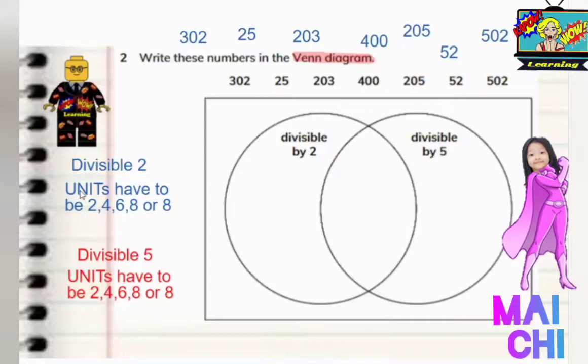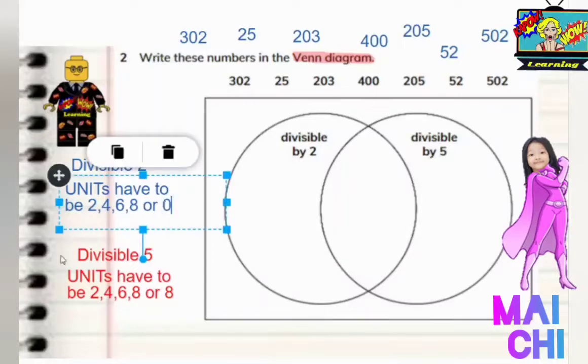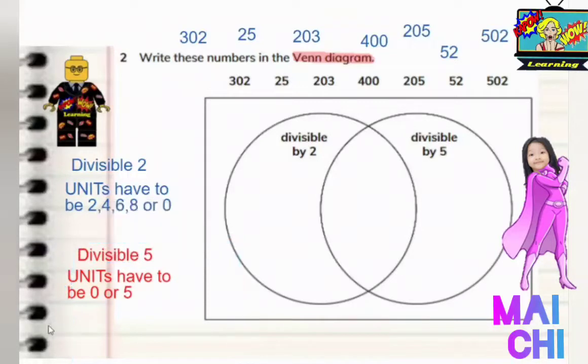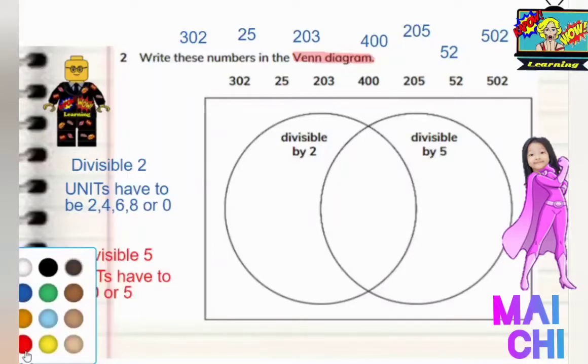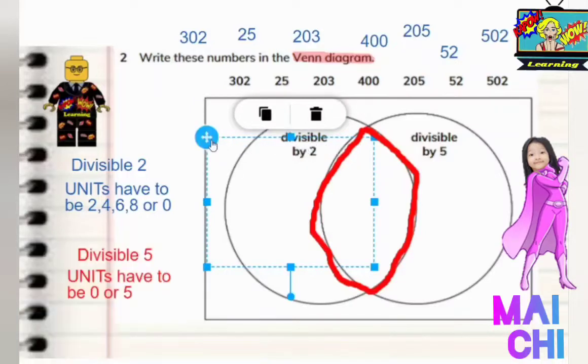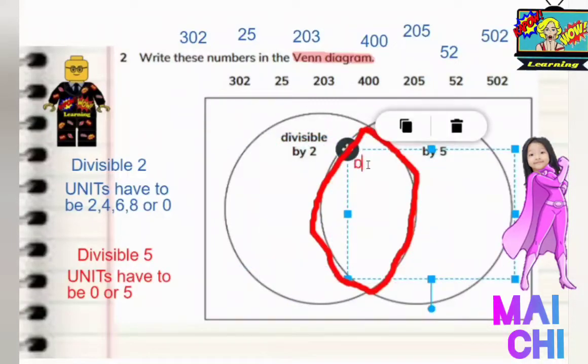If it's divisible by 2, the units must have a 2, 4, 6, 8, or a 0. If it's divisible by 5, it has to have 0 or 5 in the units. Okay. Now, Mai Chi, what numbers would go in this middle part here? The middle part will have the numbers that could divide by 2 and also divide by 5. Yeah, so this one is where it does both, okay? And that's very important, okay?